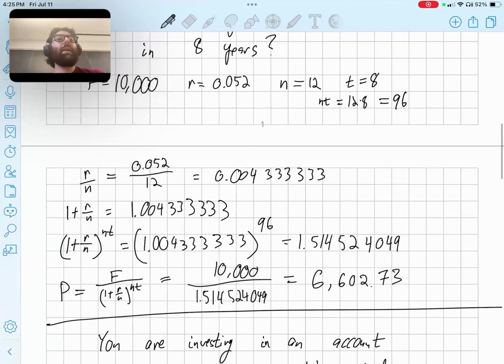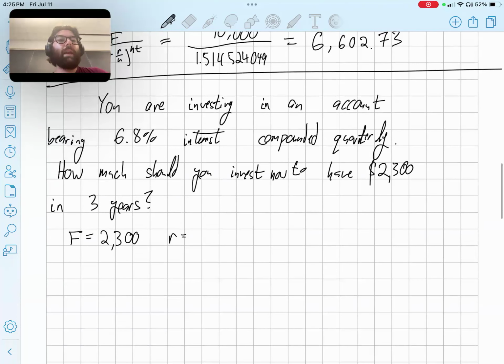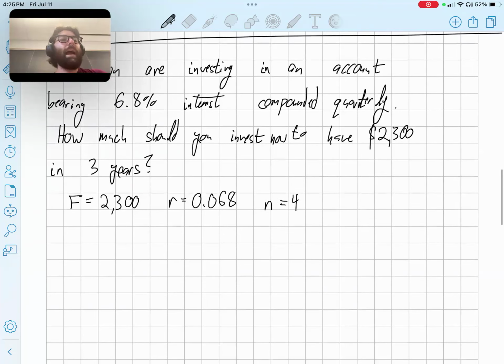$2,300 in the future, that means we know the future value. The future value is $2,300. We want to know how much to invest now. We want to know the principal. So the future value is $2,300. The interest rate is 6.8%. So that as a decimal, that's 0.068. The number of compounding periods is 4 because we're compounding quarterly. And the time is 3 years. So N times T is 4 times 3, which is 12.